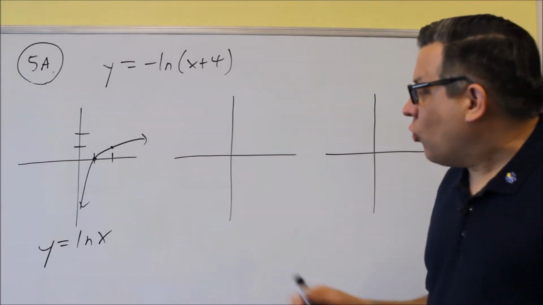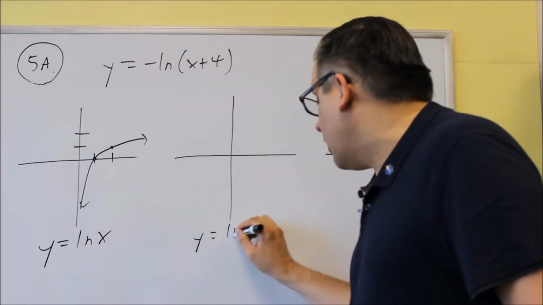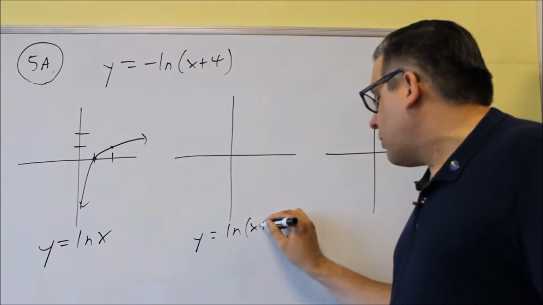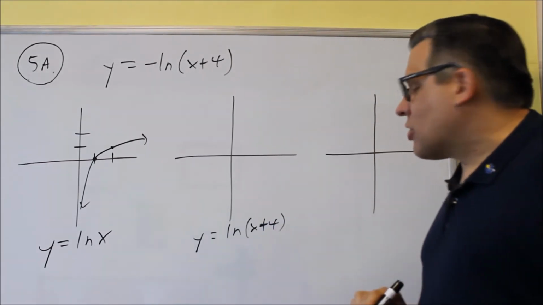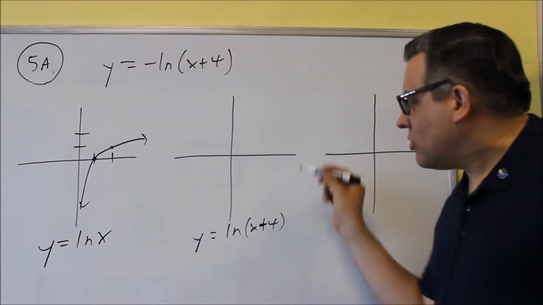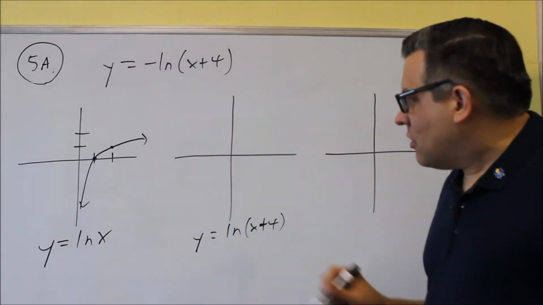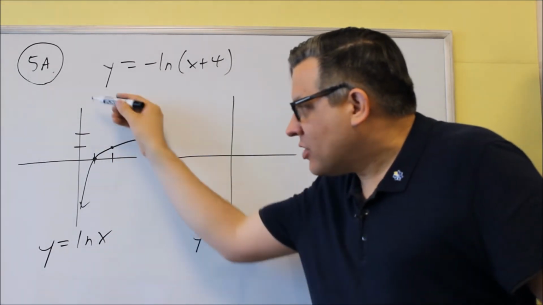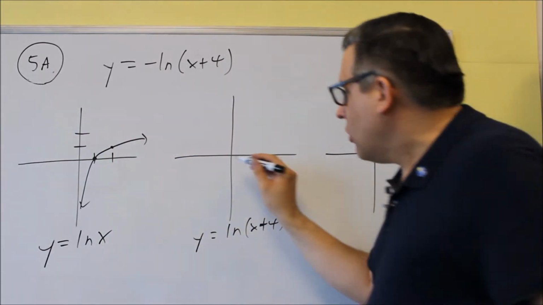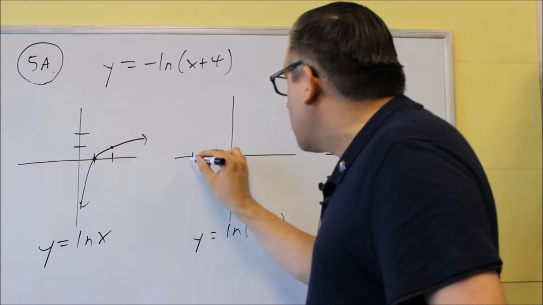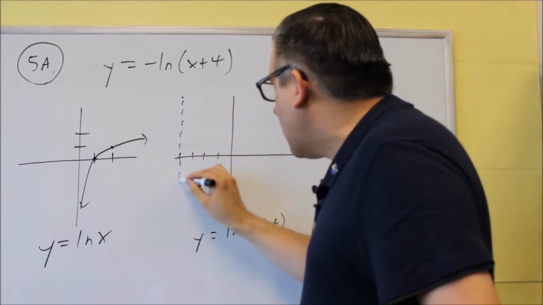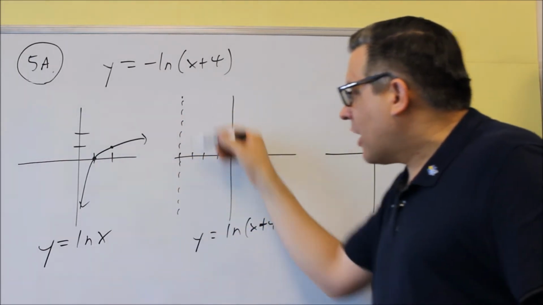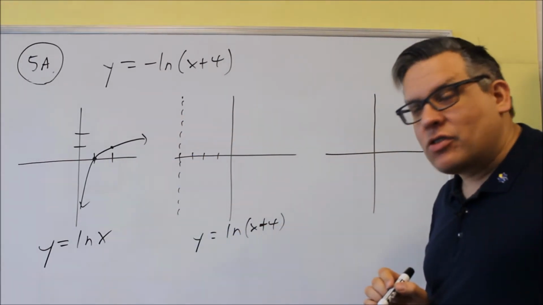Now next, we're going to do y equals ln of x plus 4. What the plus 4 does is it moves the graph 4 places to the left. So everything gets shifted over to the left. The vertical asymptote that's here also gets shifted 4 places to the left. So I'm going to have a dotted line there. It was at 0 and that got shifted 4 places over to the left.